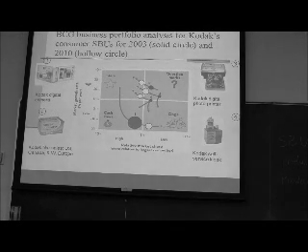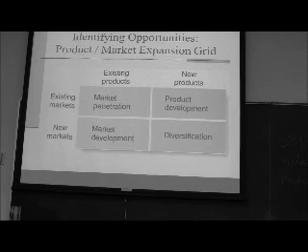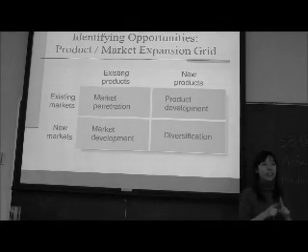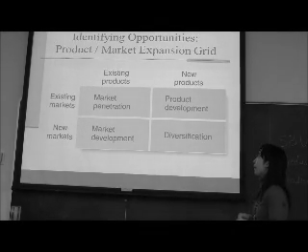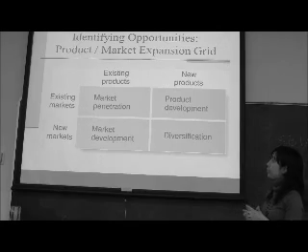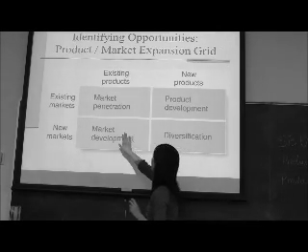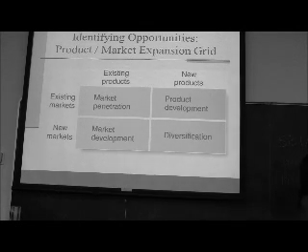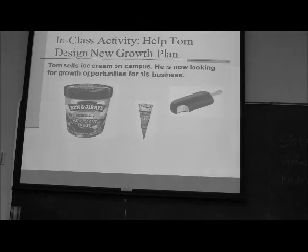Are we good? Okay, the next tool I want to talk about is called the product market expansion grid. Basically, this one helps you identify opportunities in the environment. It is based on two dimensions: one is about the product, the other is about the market. Based on the two dimensions, you can make a 2x2 matrix. So let's go over them one by one.